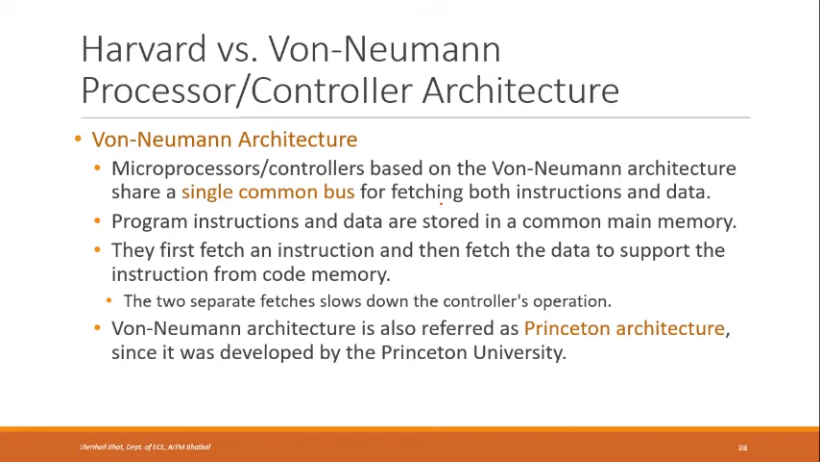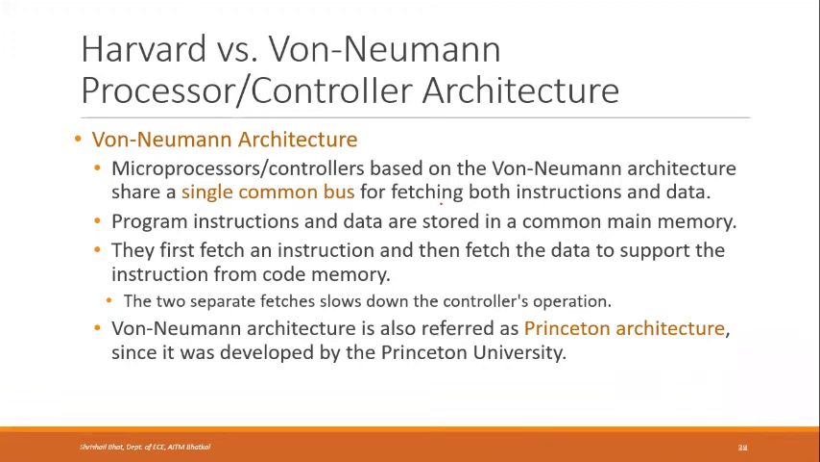Okay, so here they have a single common bus for fetching both instructions and data. So you cannot fetch both instructions and data simultaneously. If you want to perform a particular operation, first you have to fetch the instruction, then you have to fetch the data required by the instruction, right? So it cannot happen simultaneously, because they share a single common bus for both of them. The program instructions and the data are stored in the same memory or common main memory. In the memory also, there is no bifurcation or separation between data memory and code memory.